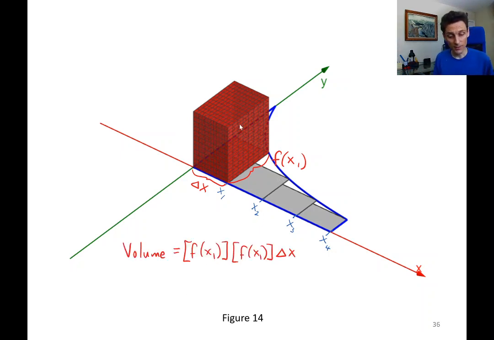So the volume of this approximating box is going to be f of x sub 1 times f of x sub 1 times delta x. Or in other words, f of x sub 1 squared times delta x. And when you think about the f of x sub 1 squared, you know it's that because those are the dimensions of the cross-sectional squares, right? So you're going to do f of x sub 1 times itself because we have squares here. Or you can think the area of a square is one of its sides squared. So this is one of its sides squared.